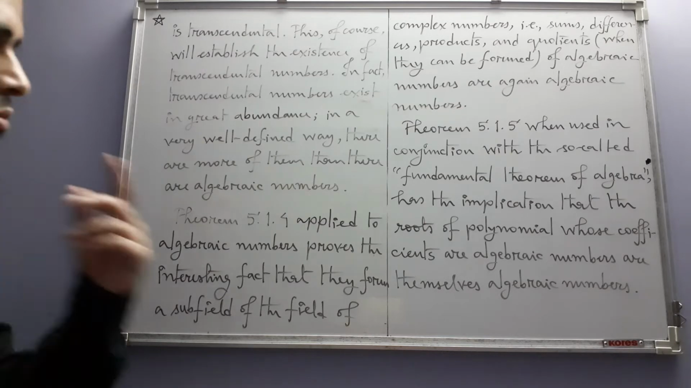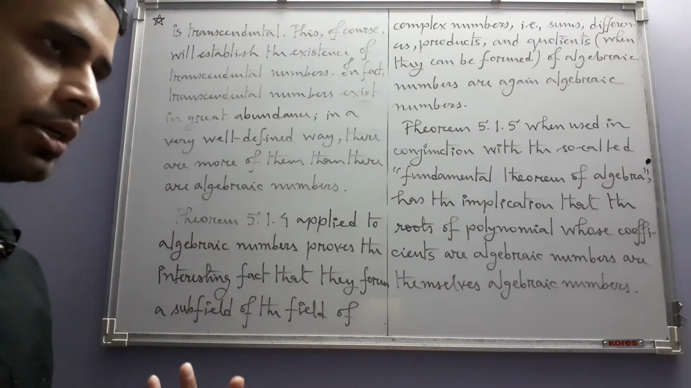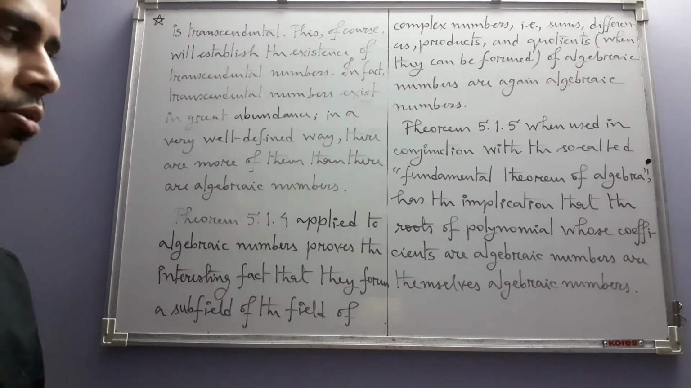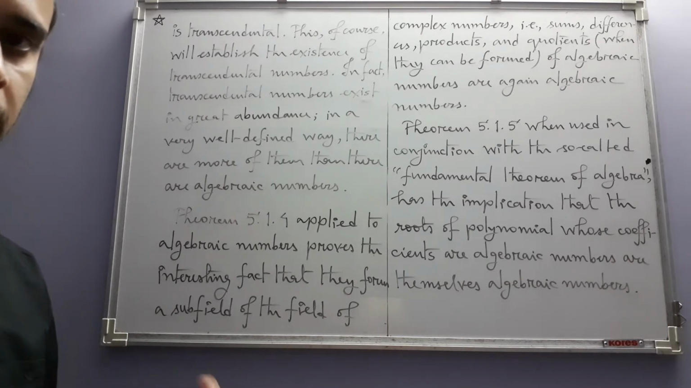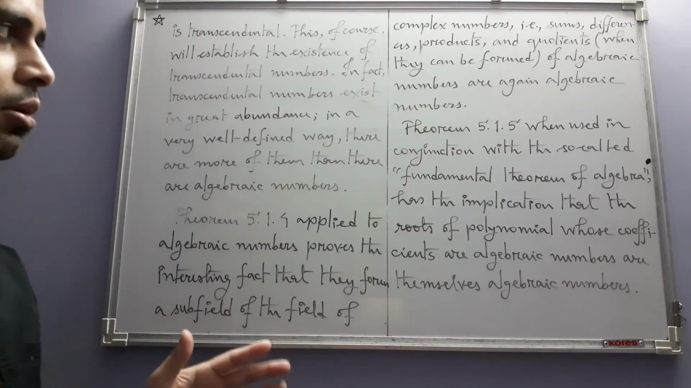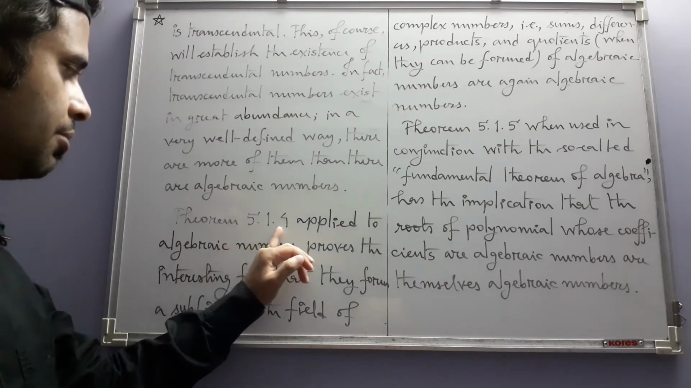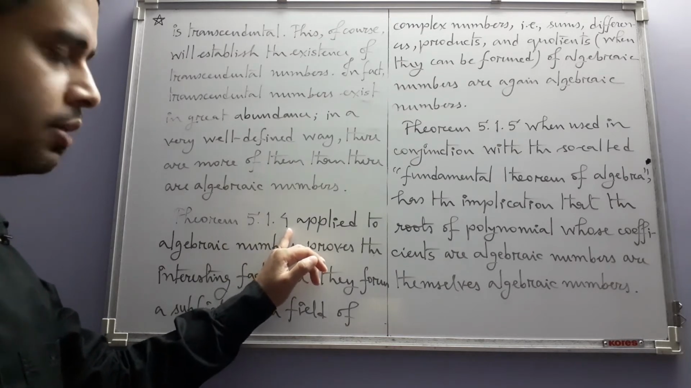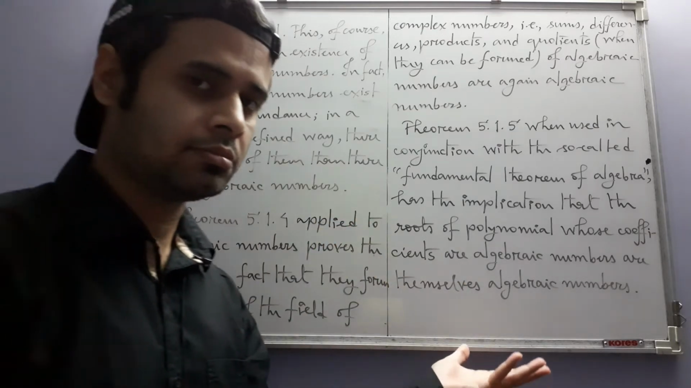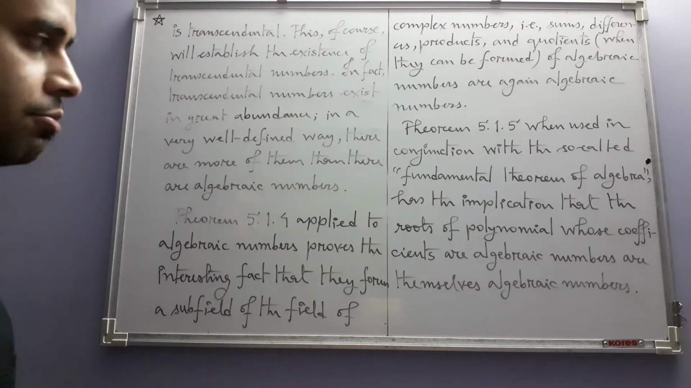This one I leave to you to figure out exactly how this is true. That is, if you take any polynomial where the coefficients are algebraic numbers, then all of its roots are also going to be algebraic numbers, and this follows from Theorem 5.1.5. I believe it is Theorem 5.1.5, but I also somehow thought of a way in which Theorem 5.1.4 concludes the same thing much more easily. So I leave it to you to figure out.